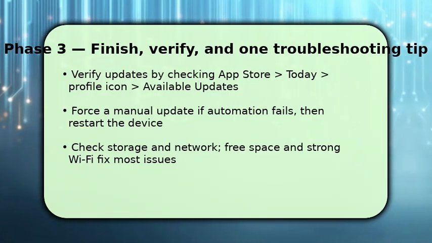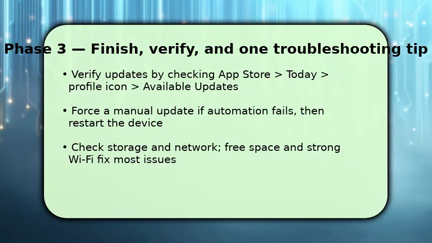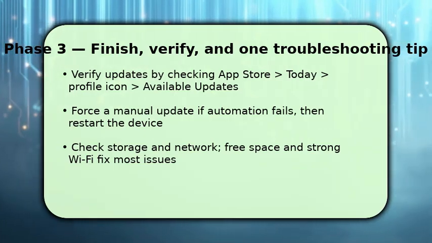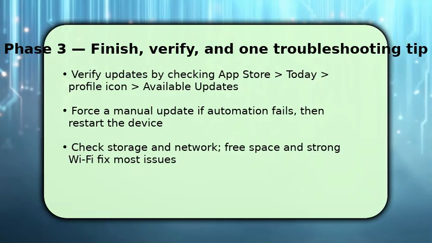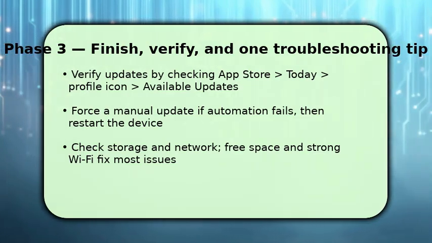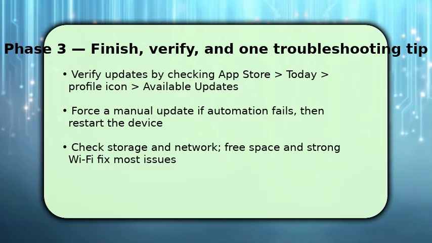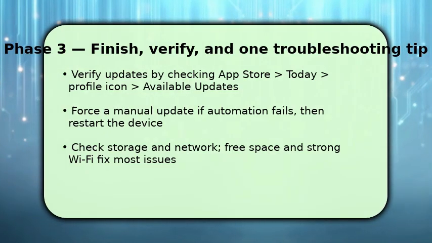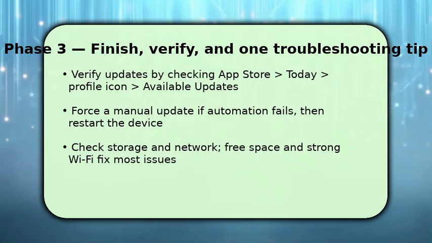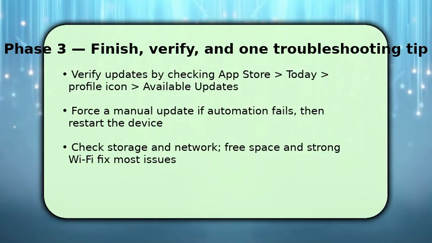If automation misses an update, force a manual update, then restart your iPhone to refresh background processes. Make sure you have enough free storage. Insufficient space stops installs, and verify Wi-Fi strength. If problems persist, sign out and back into your Apple ID or reset network settings. Usually one of these steps resolves sync or download failures.